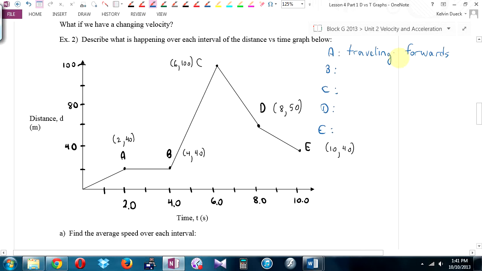B. What's happening over section AB there? Resting. Stopped. What about section BC? Traveling forwards. Can you compare that one to section A using the words faster, slower, or the same speed? Traveling faster. How do you know? Jeff, you're right. Okay, so forwards, comma, faster than section A.